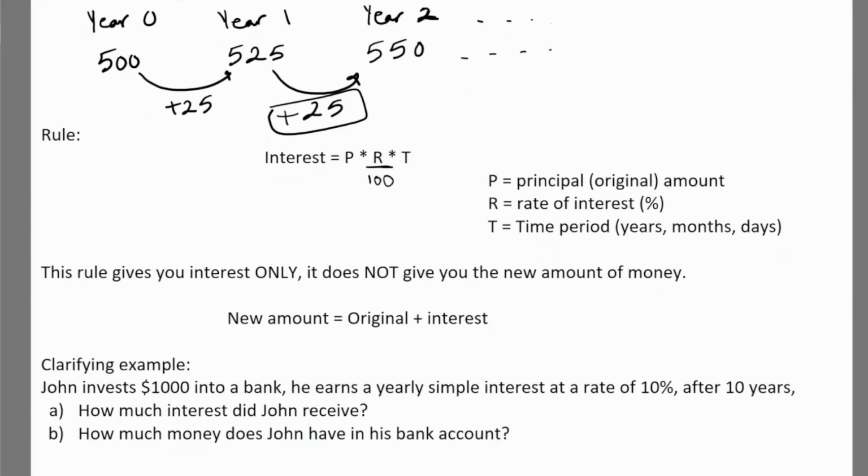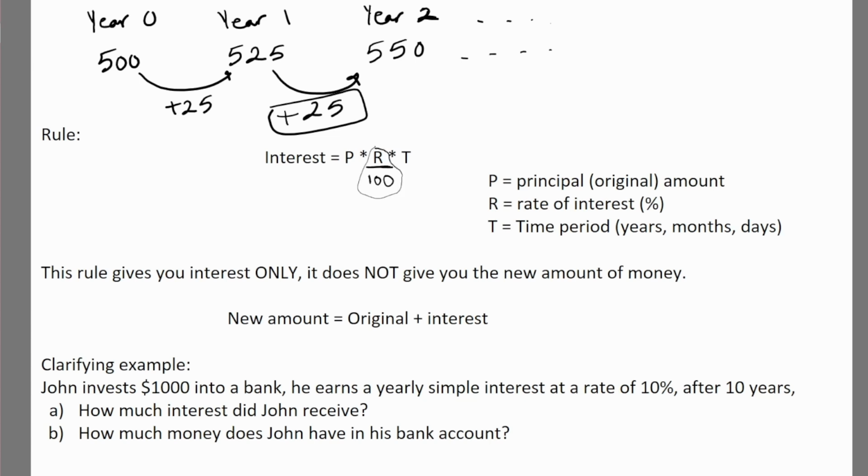Okay, so now how would we calculate simple interest? Well, we have a rule for it. So the interest is equal to P multiplied by R over 100 multiplied by T. So where P basically is the principal or the original amount you invested, R is the rate of interest. The rate of interest is always a percentage. As you can see here, it's R over 100. Okay, so it's a percentage.